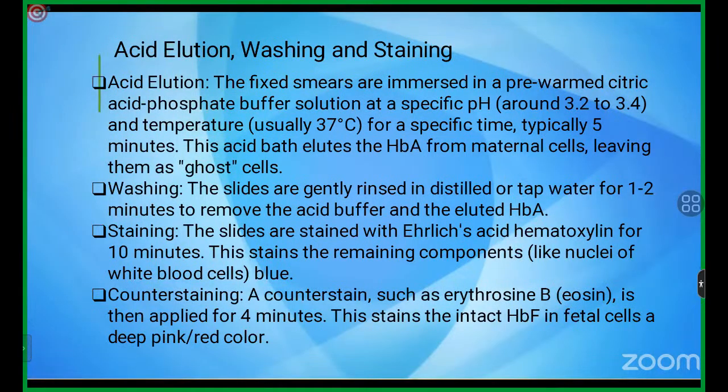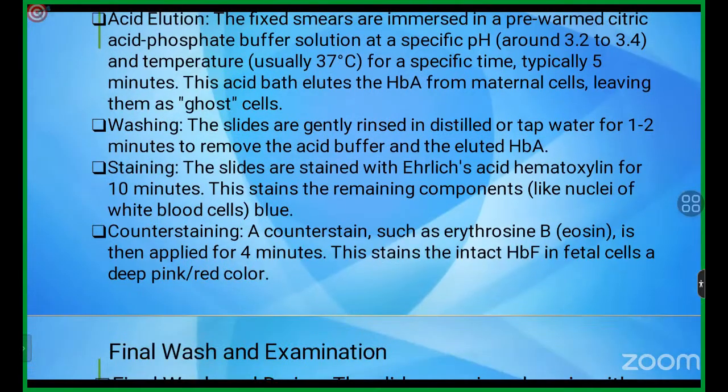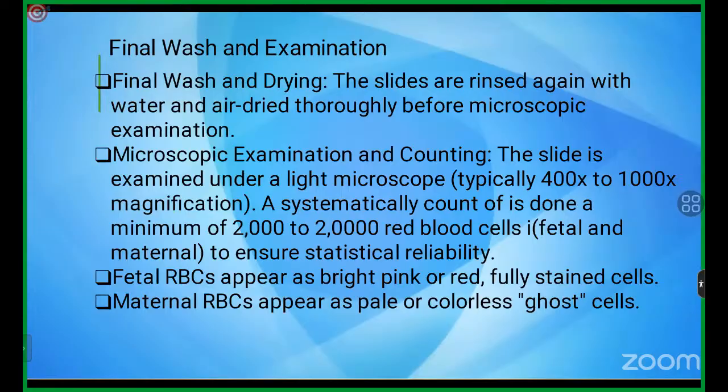For the counter stain, we usually use erythrosin B, that's eosin. This is then applied for 4 minutes. This stains the intact hemoglobin F in fetal cells, which stain deep pink to red in color. Then we go to final washing. After counter stain, we go to final washing and drying.